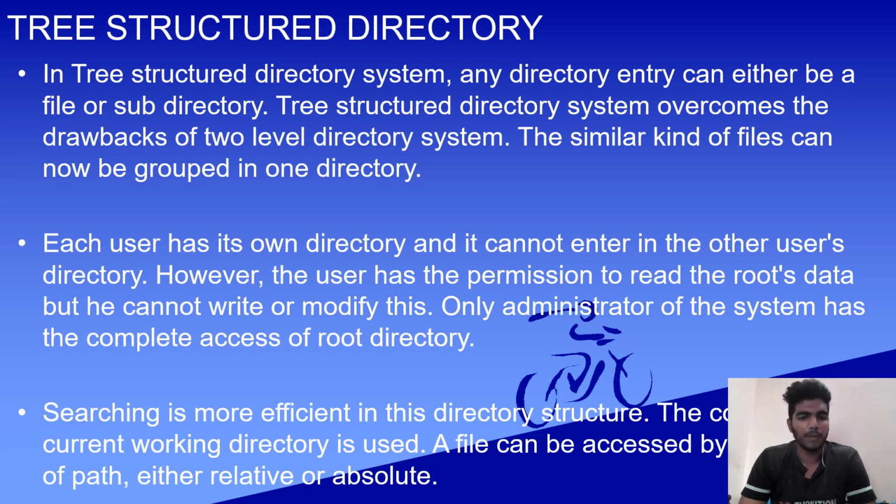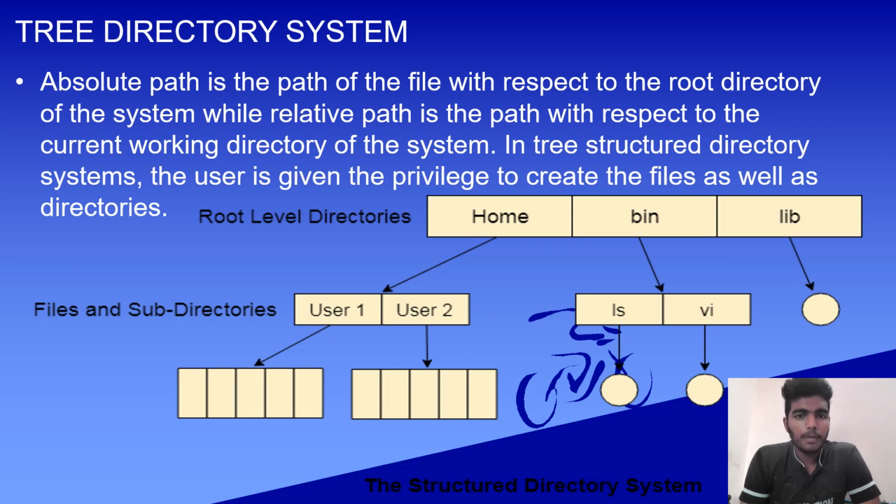A file can be accessed by the path, either relative or absolute. Absolute path is the path of the file with respect to the root directory of the system, while relative path is the path with respect to the current working directory of the system. In tree structured directory systems, the user is given privilege to create files as well as directories. So the root level directories are home, bin and libraries, which are further divided into files and subdirectories, which can be stored in the file attributes, and similarly later it can be used for storing different files.